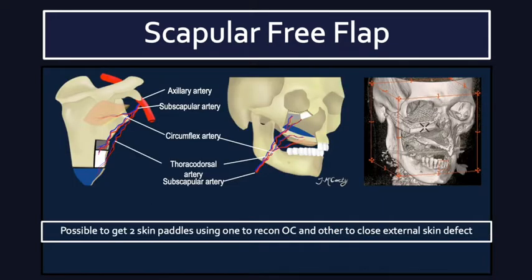The scapula flap is extremely versatile. You can take up to 3 separate bone islands and up to 2 separate skin paddles, all based on the subscapular artery. This allows for complex midface reconstructions where the palate and the orbit need to be reconstructed.